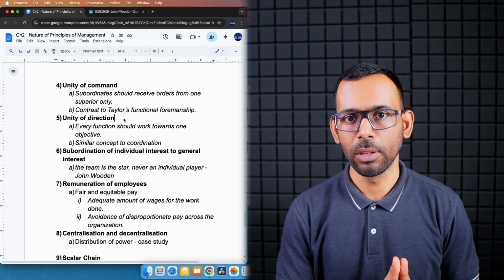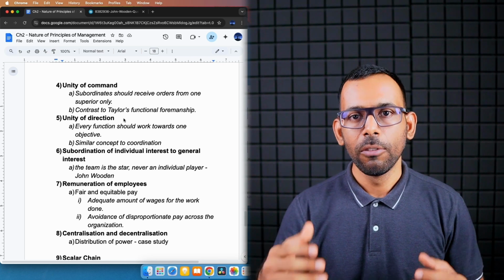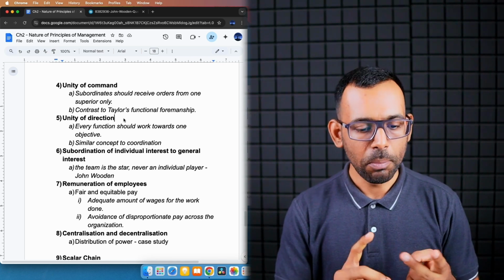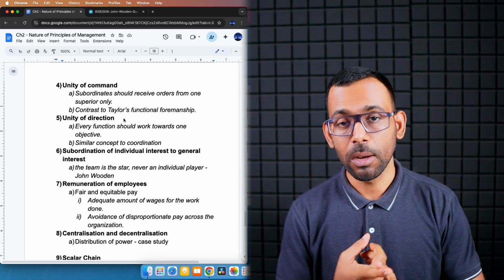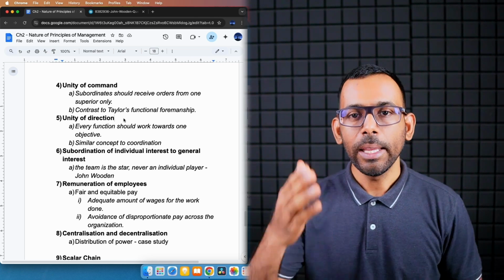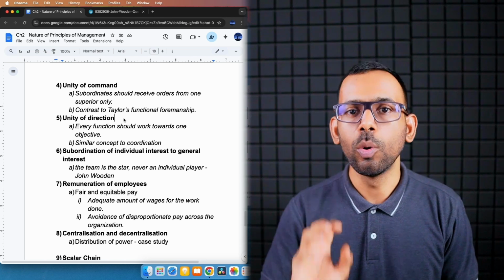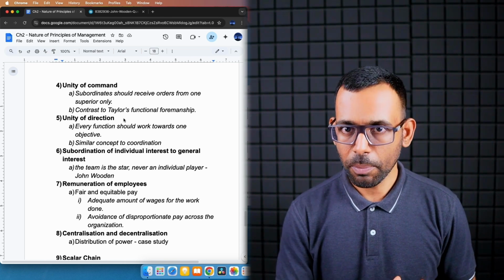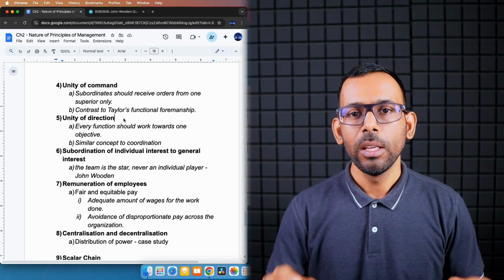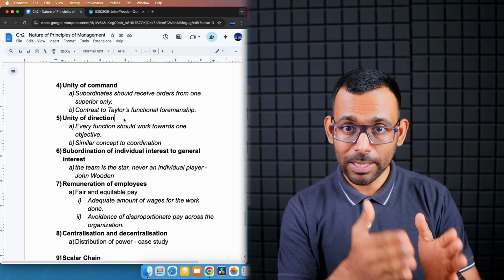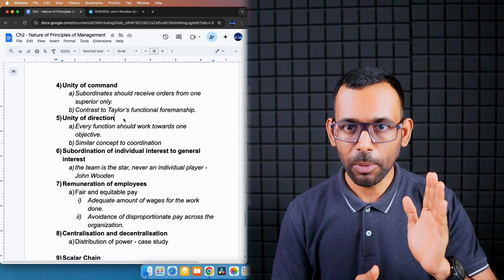In unity of direction, we need to understand that a business will have multiple functions. Functions like purchase department, marketing department, sales department, human resource department, production department, planning department. It goes on and on. Each and every department is a function, and each and every function will have its own goal. For example, for production department, maximizing the output and reducing cost per unit is the total objective. So that's the direction that the production department will be moving towards.